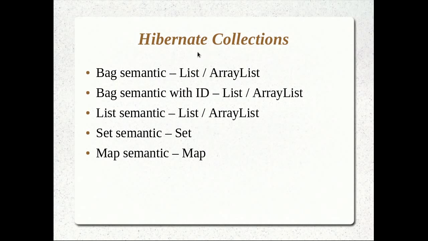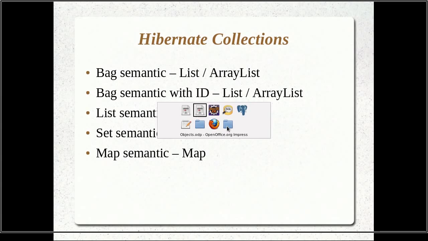What usually happens is you'll be working on one of these data types here. You'll probably have a list of objects, or a set of objects, or a map of objects. So what's happening is Hibernate is using one of these semantics behind the scenes in order to maintain the collection.